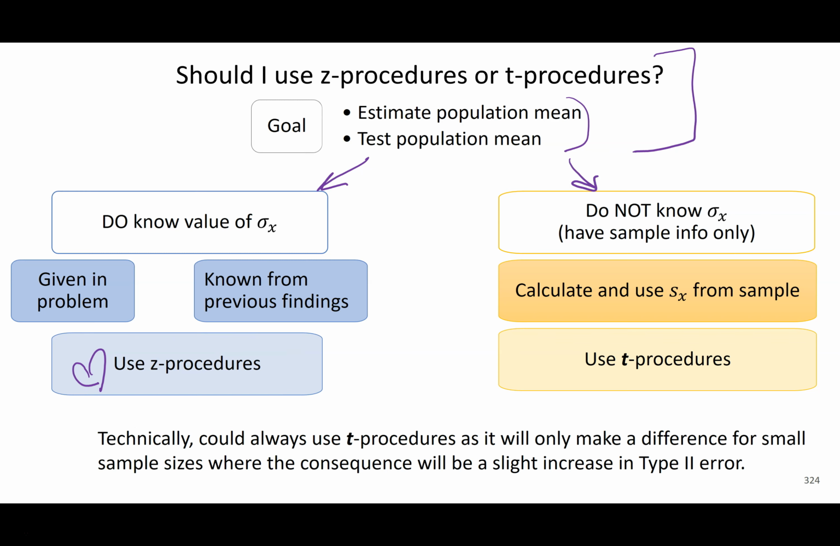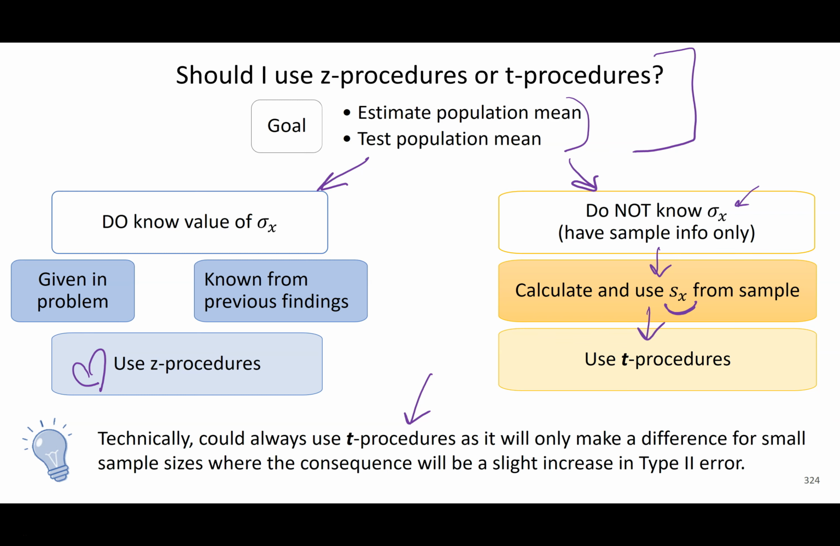However, then there's the scenario where we don't know sigma. We have sample information only. So that means that we can't use z procedures because we don't have sigma. So we're going to use the sample standard deviation instead, and we're going to use t procedures. So that means instead of a z test statistic, we'll have a t test statistic. Instead of a z star critical value, we'll have a t star critical value. So there's a little light bulb. Technically, you could use the t procedures in either scenario.